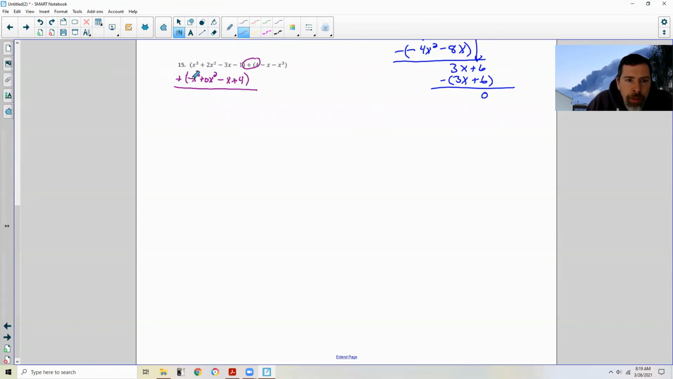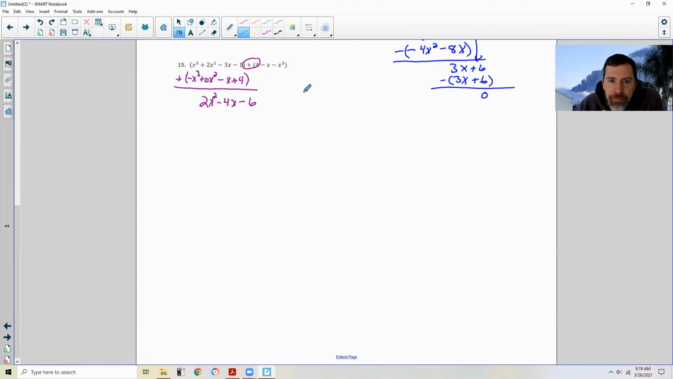X cubed plus a negative x cubed cancels, gone. 2x squared plus nothing is still 2x squared. Negative 3 minus 1 is negative 4x. Negative 10 plus 4 is minus 6. This doesn't really look like an x. Still doesn't. 2x squared minus 4x minus 6.